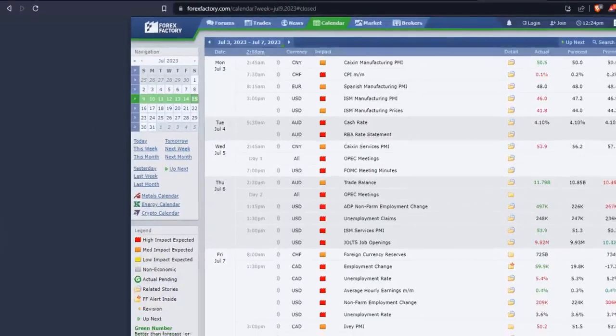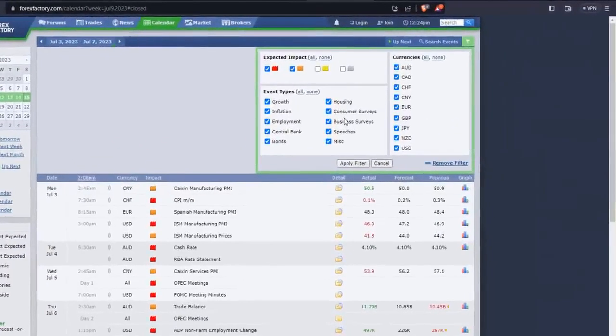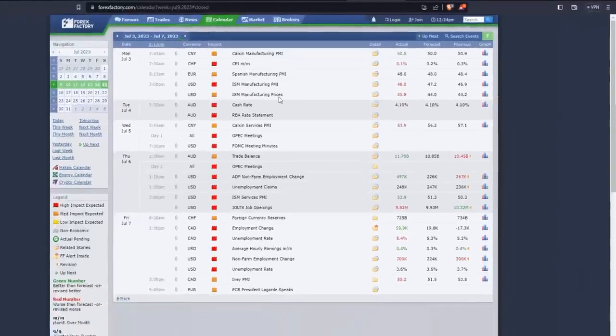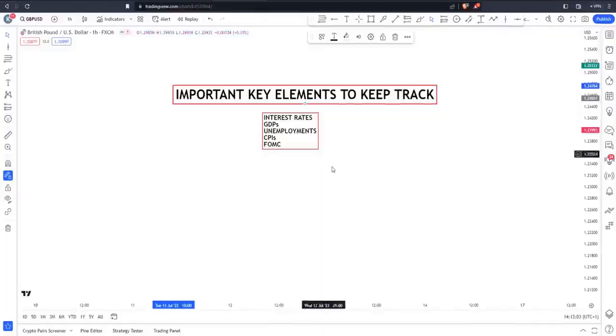Then I normally like to filter out the news that doesn't have any impact, like the no impact and the low impact news. I will only leave the medium impact, which is this one, and then the high impact news for my own selection. So I will click on apply filter. Now this is the first thing you need to do. There are some key important news that we need to keep track of, and we're going to find them right here. I have a list of them.